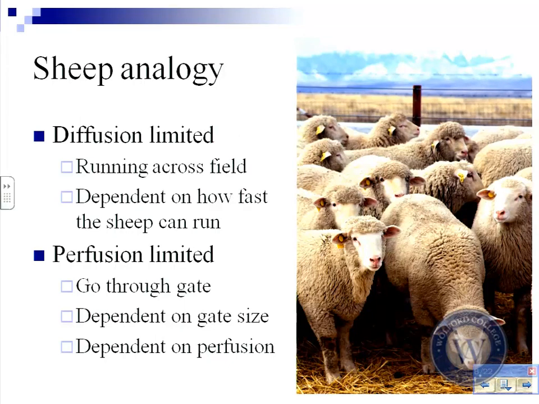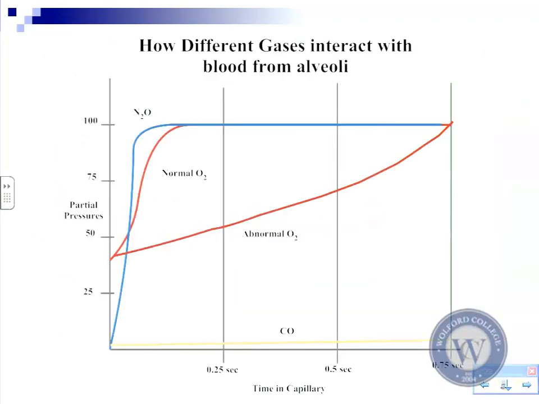The other way of looking at it is taking the other concept, which is perfusion limited, and now instead of having an open field, you put a gate in. And you only put in a gate that's big enough to let 10 of them go through at one time. Okay? So in that situation, it becomes time dependent. Carbon monoxide, if you look at it right here, is totally time independent. The degree of uptake that you get is almost no difference between 0.25 and 0.75 seconds. It doesn't really matter. The sheep are going to get across all in 0.25 seconds.